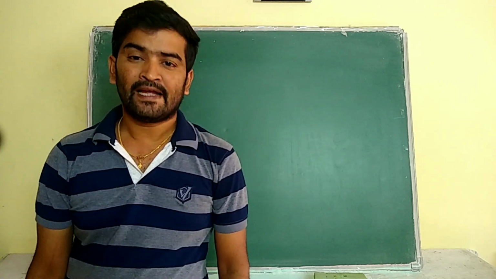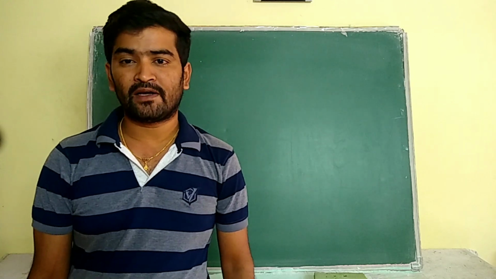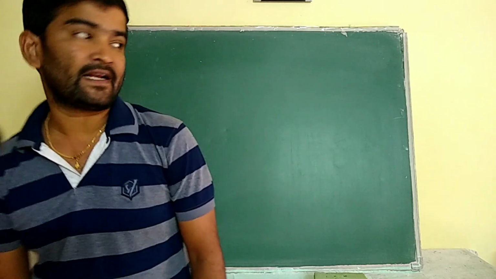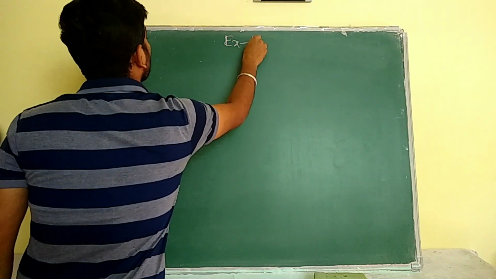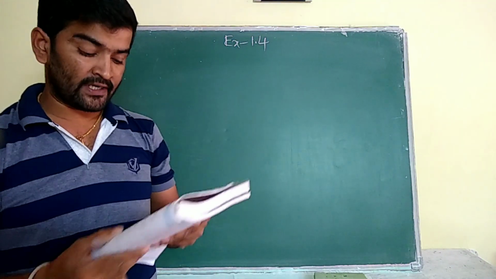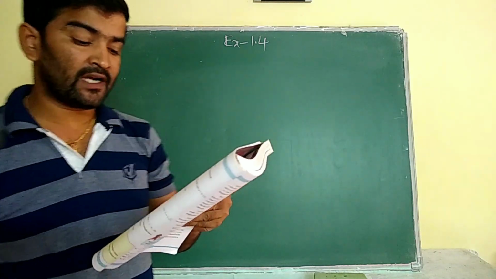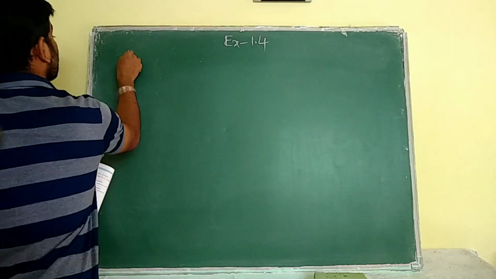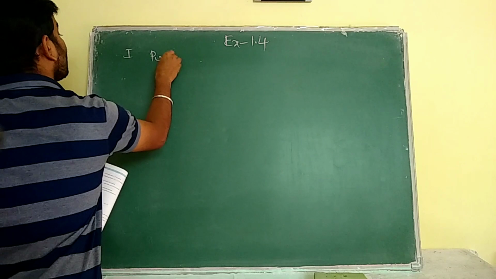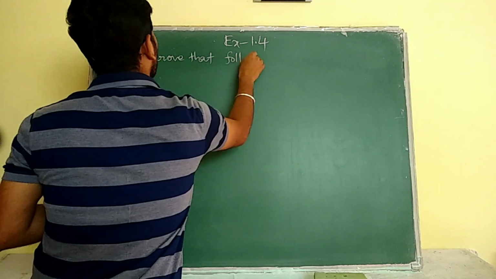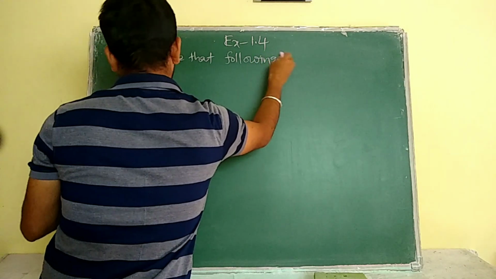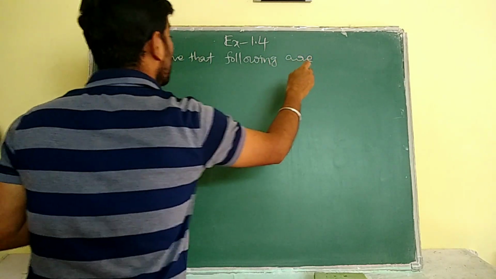Now we will discuss exercise 1.4 of chapter 1, that is real numbers. In that exercise 1.4, section 1 is: prove that the following are irrational.